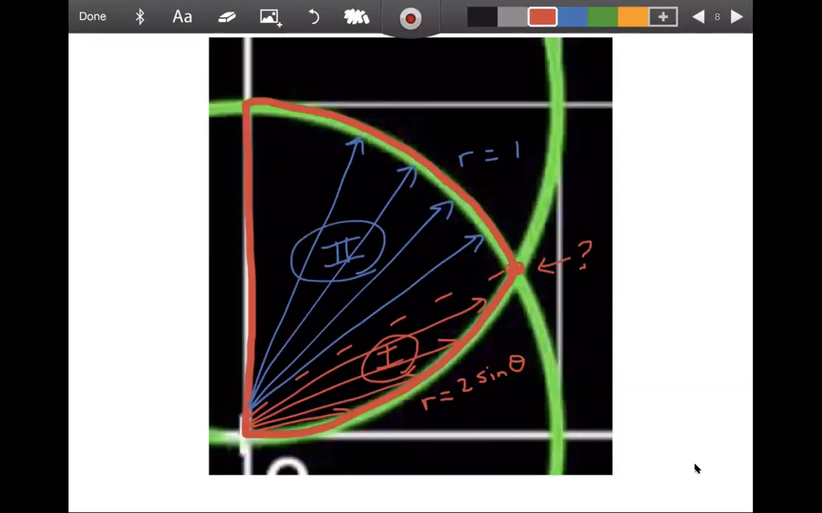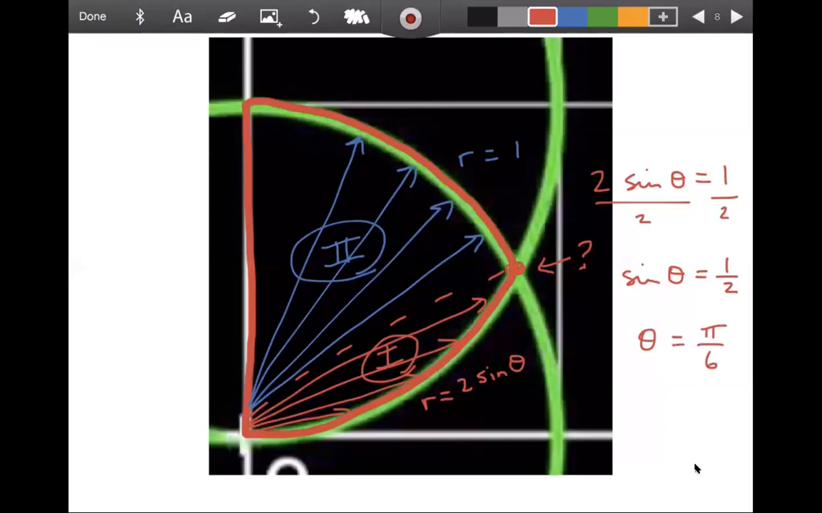So just like finding the point of intersection between 2 curves in rectangular, you take the 2 equations and you set them equal to each other. So I am going to set 2 sine theta equal to 1, which means sine theta is equal to 1/2. And that means theta is pi over 6, right? Sine theta is equal to 1/2 when theta is pi over 6.